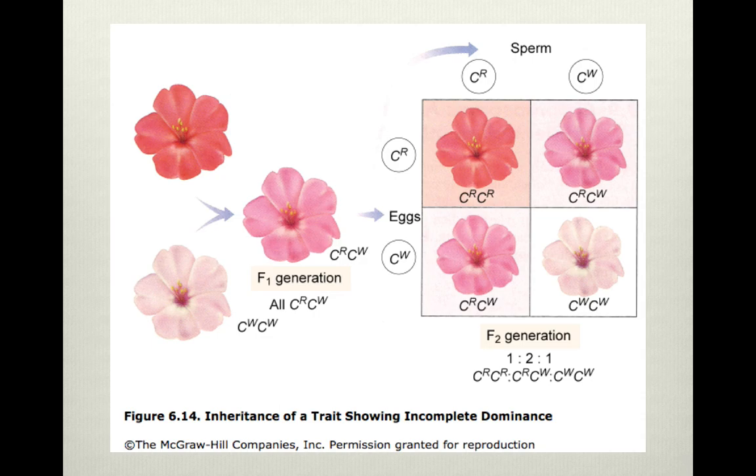In the cross between two pink flowers, you can see the F2 generation offspring has a 25% chance of being red, a 50% chance of being pink, and a 25% chance of being white. We will be doing more practice with incomplete dominance in class.